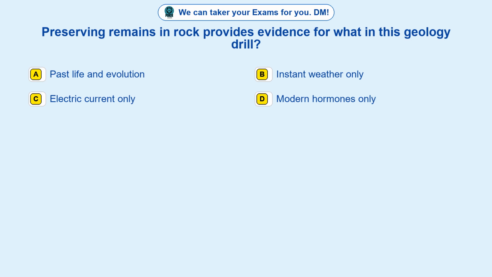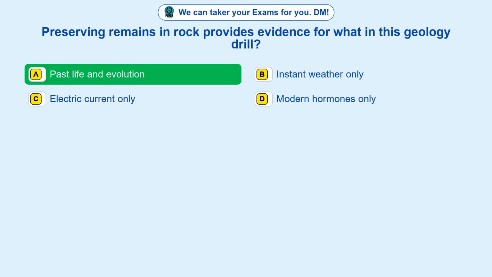Question 95. Preserving remains in rock provides evidence for what in this geology drill? Option A, past life and evolution. Option B, instant weather only. Option C, electric current only. Option D, modern hormones only. The correct answer is option A, past life and evolution.